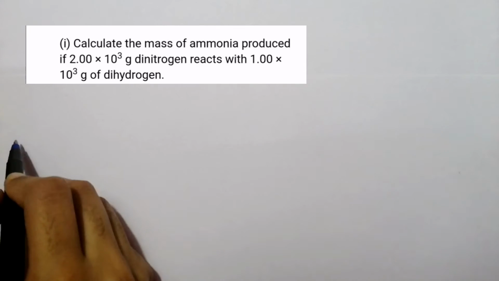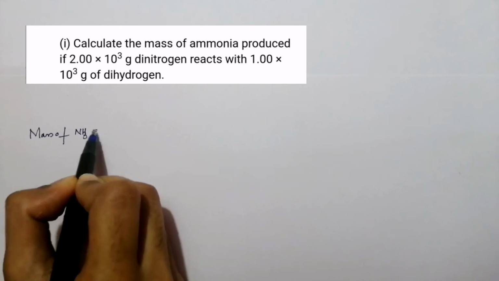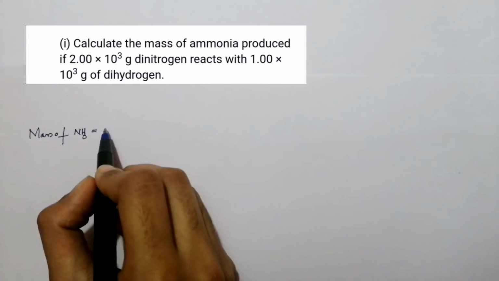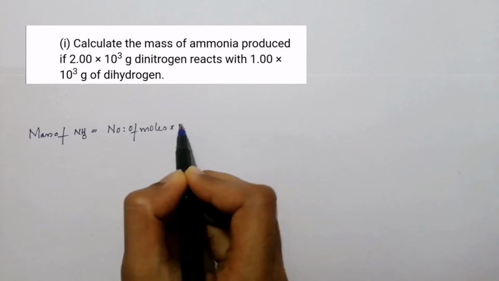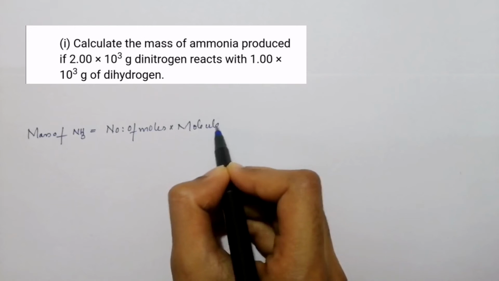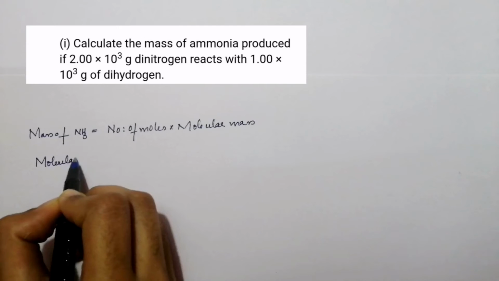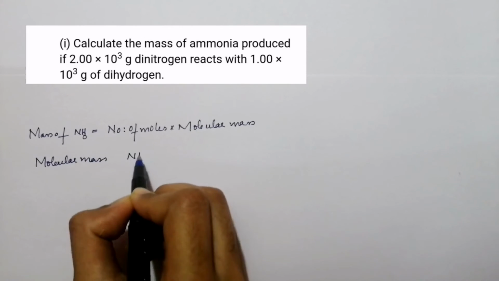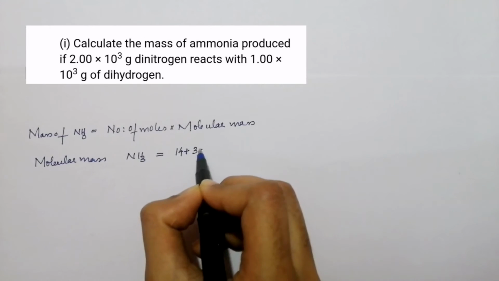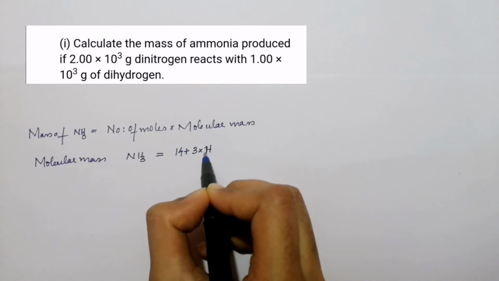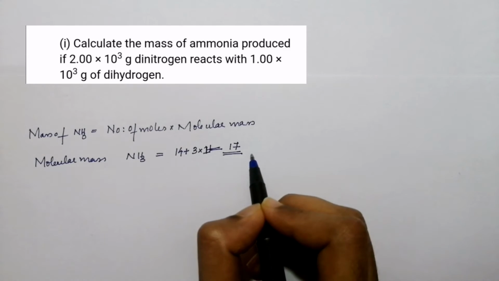In the question, we are asked to calculate the mass of ammonia. So, in order to calculate the mass of ammonia, we can say mass of ammonia is equal to number of moles of ammonia into molecular mass. So for this, let us first calculate what the molecular mass of ammonia is. We know that the atomic mass of nitrogen is 14 plus 3 into atomic mass of hydrogen, that is 1, which gives us a total of 17.